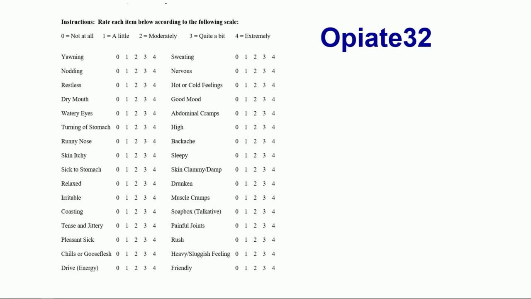The even numbered items, starting with nodding, dry mouth, turning of stomach, skin itchy, relaxed, those are agonist items. So what you can do is actually calculate the opioid balance. You can add up the scores. Each item is scored on a 0 to 4 scale, so the total of the 16 agonist items is 0 to 64, same for withdrawal. And you can just subtract the totals and see where somebody is. You could actually use this potentially in the ED, and as we've done in the laboratory in many studies.